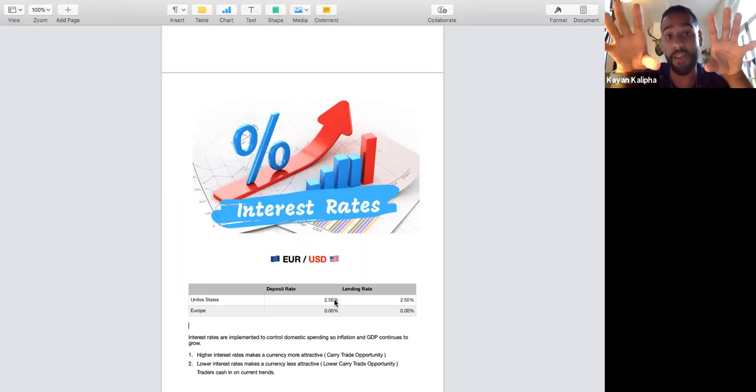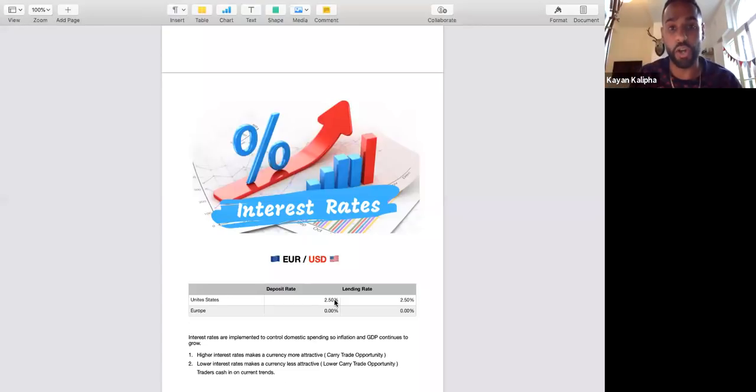So it makes sense. If I buy the US dollar against the euro, I pay 0% interest to the European Central Bank, but I get paid by the US Central Bank 2.5%, credited into my trading account. So obviously it makes sense that if I invest in the dollar against the euro, I'm going to make 2.5% credit as a profit into my trading account, even if the exchange rate doesn't move because of the difference in interest rates.